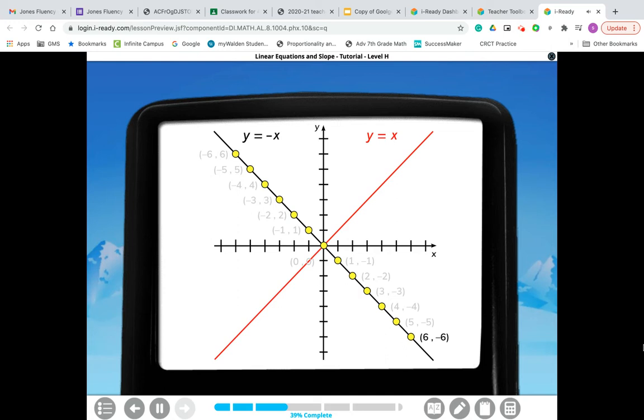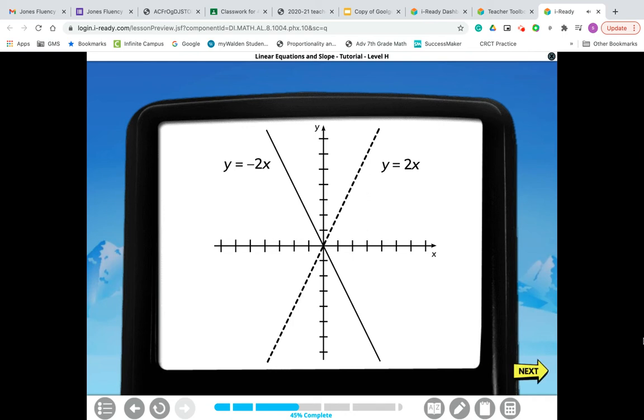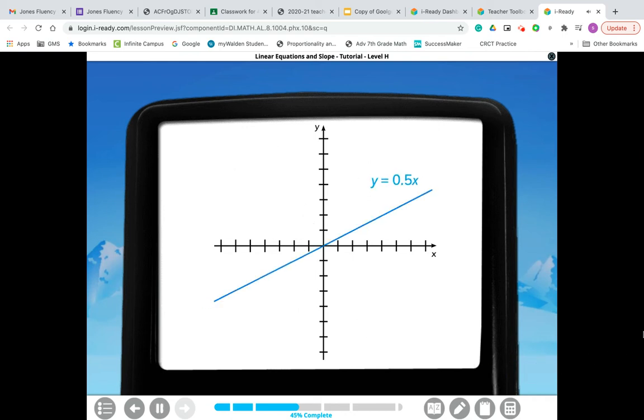Oh, I think I get it. Let's look at another graph with a negative slope. Yep, here's the graph of y equals 2x. And here's the graph of y equals negative 2x. Okay, now this is making sense. So, the graph of y equals negative 5/10 x will look like this.